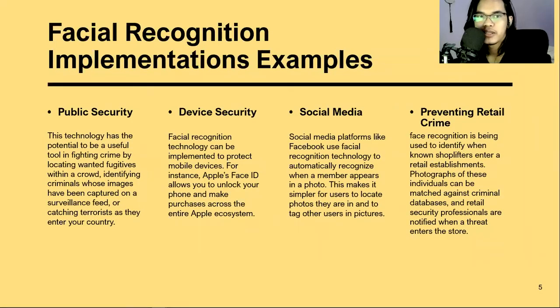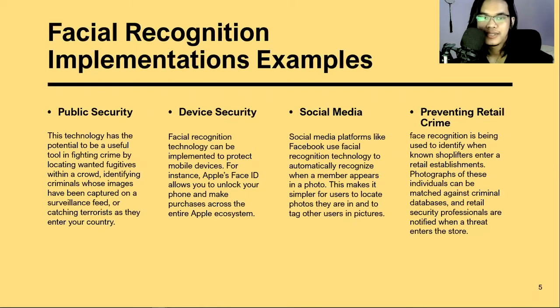Next are the facial recognition implementation examples. The first is public security. This technology has the potential to be a useful tool in fighting crime by locating wanted fugitives within a crowd, identifying criminals whose images have been captured on the surveillance feed, or catching terrorists as they enter your country.